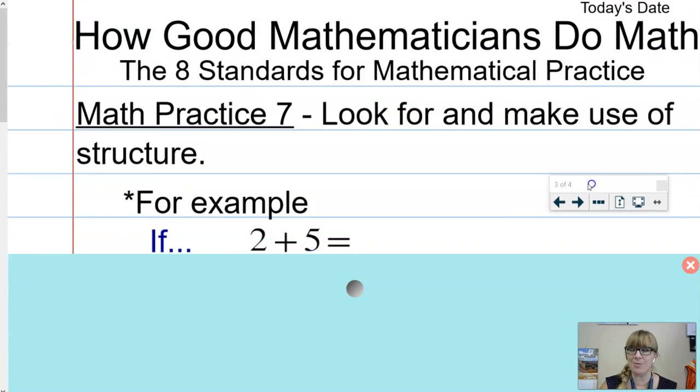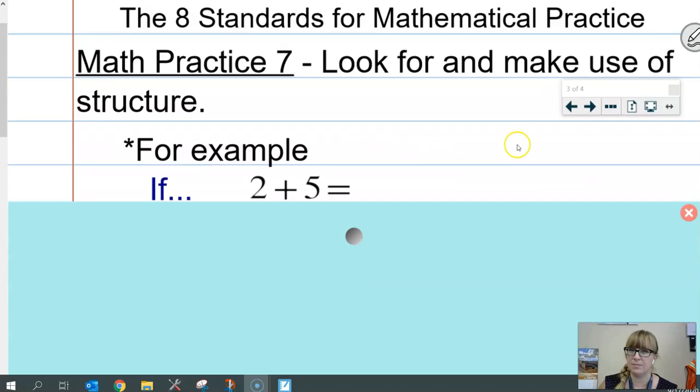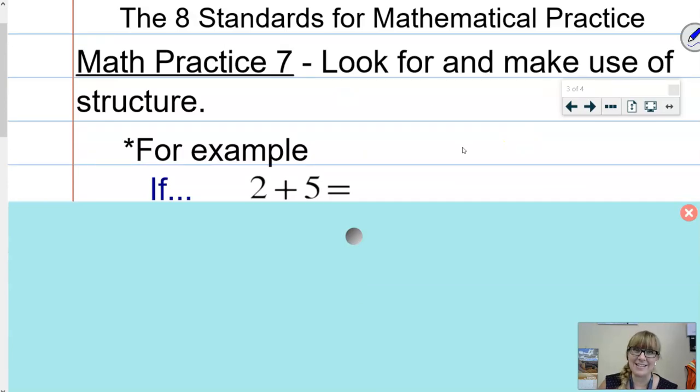Make sure you're writing this down. Math Practice 7 is look for and make use of structure. And yes, I do want you to be writing this down. So one last reminder, if at any point I'm going too fast, if at any point I move on and you haven't written down what you see on the screen, then pause the video and make sure it's written down so that you can be a good note taker. Look for and make use of structure.